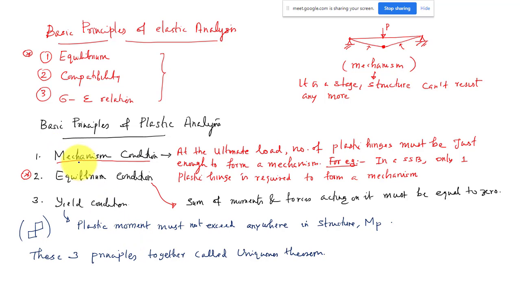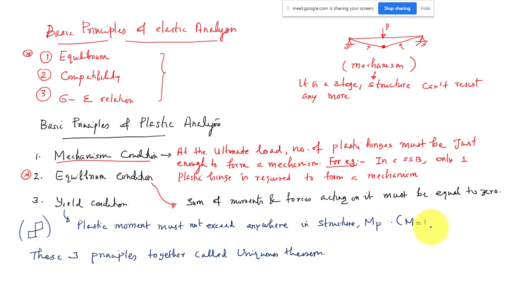And mechanism condition means while analyzing the structure at the ultimate load, the number of plastic hinges must be enough to form the mechanism. For example, in this case, I need only one plastic hinge, so I should take only one plastic hinge for the analysis of this simply supported beam. There should not be too many hinges, or less than one hinge. That is the meaning. And yield condition means at any cross section, your moment should not exceed your MP. Moment should be less than or equal to MP. Yield condition means moment must be equal to MP, I would say. That is the meaning of yield condition.